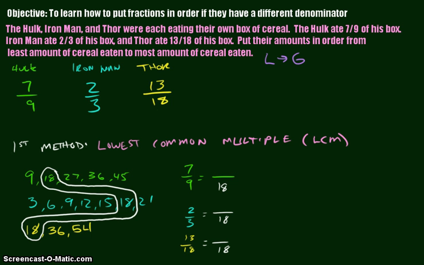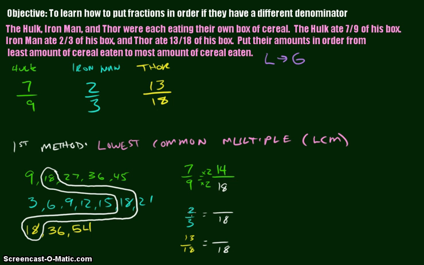All right. So from 7/9, I need to get to some fraction with the denominator of 18. What do I have to do to these 9 pieces to turn them into 18 pieces? Well, I need to break all of them up into 2. And if I do anything to the denominator, I need to do the same thing to the numerator, or else my fraction won't be equivalent. So 7/9 is the same thing as 14/18.